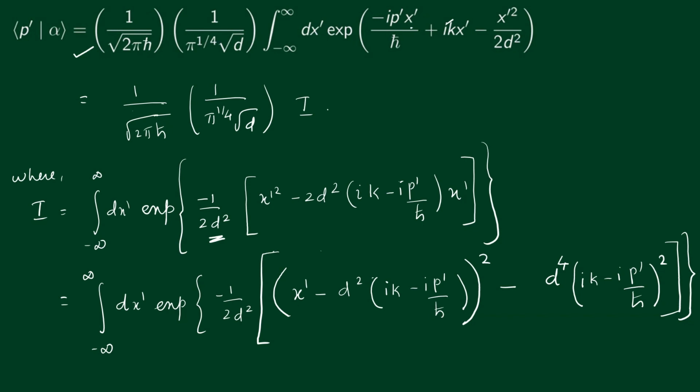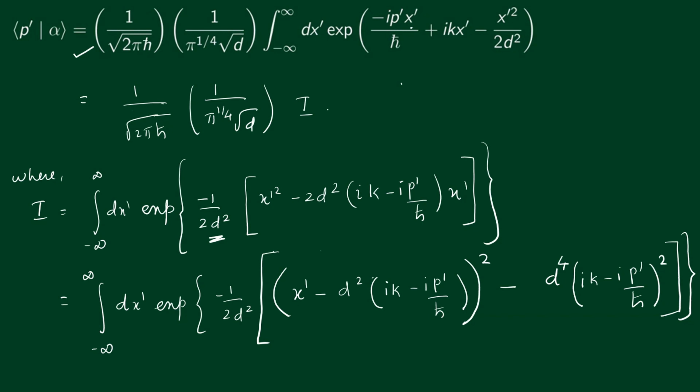I have just taken this minus 1 by 2d square outside, and these two terms are written as ik minus ip prime by h bar multiplied by x prime. Multiplying this with minus 2d square gives us this term. Now we see that this is of the form x prime square plus something multiplied by x prime. So this is of the form that we talked about earlier.